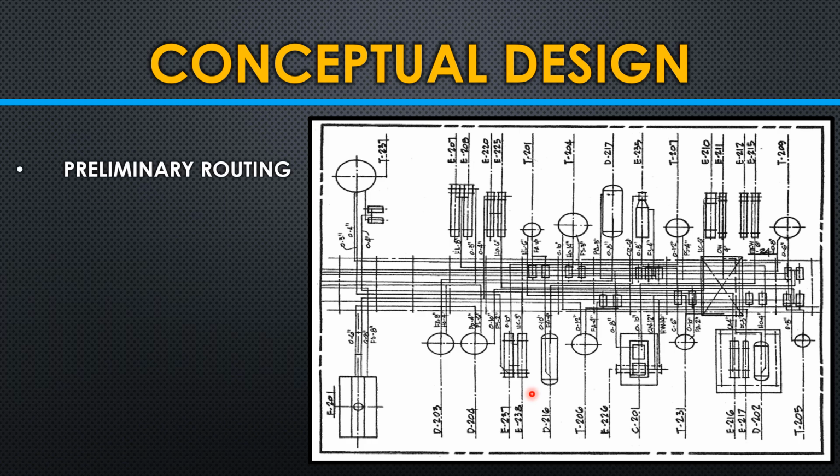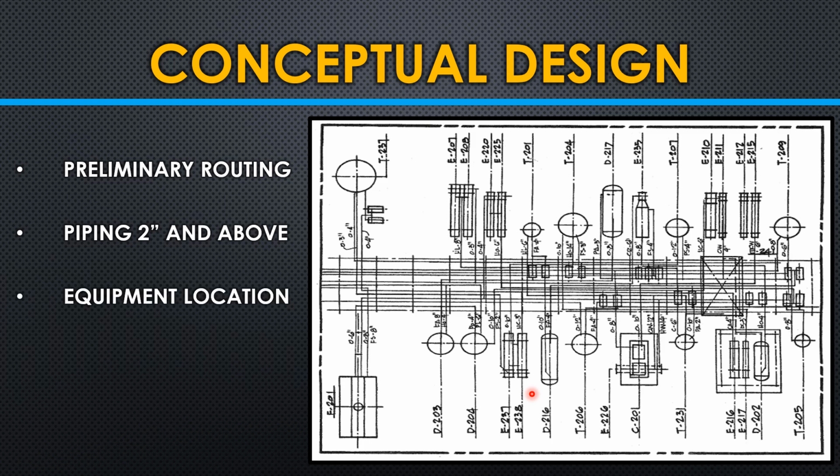So, in conceptual, generally we do the preliminary routing, and we will only do the lines which are above 2 inch. I mean, we can say 2 inch and above, because smaller lines are generally not considered in the conceptual stage. It could be done during the detail engineering stage. And we will determine the equipment location, because in the conceptual stage, by doing the line routing, you will be able to understand whether the length of the line is more or shorter. So, accordingly you will ensure to increase the efficiency of the plant, to move the equipment or not.